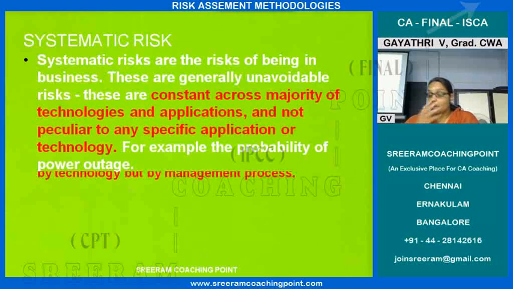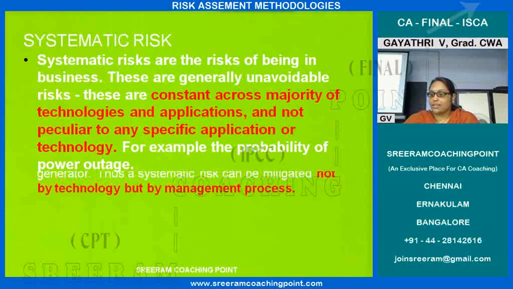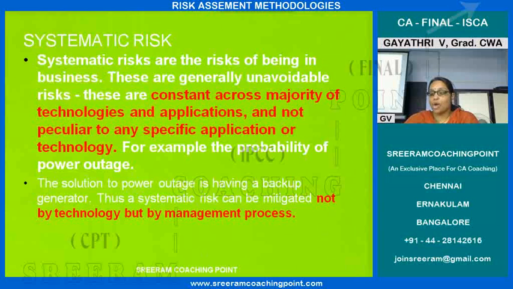The solution to power outage is what? Having a backup generator. Thus, a systematic risk can be mitigated not by technology, but by management. This is an important point which you ought to know. It cannot be mitigated by technology because it is systematic. It can be mitigated by management process. What is management process? People know what the risk is. They get adapted, so they ensure measures are taken to avoid it.